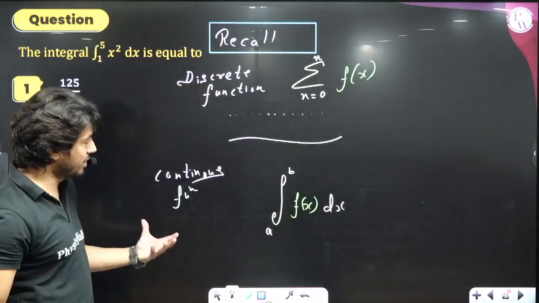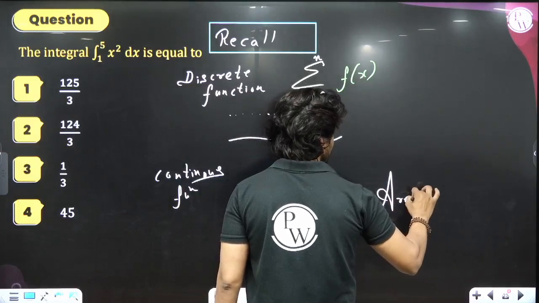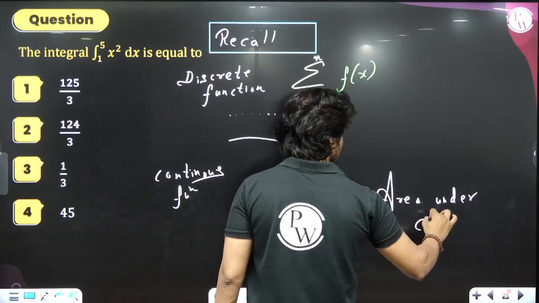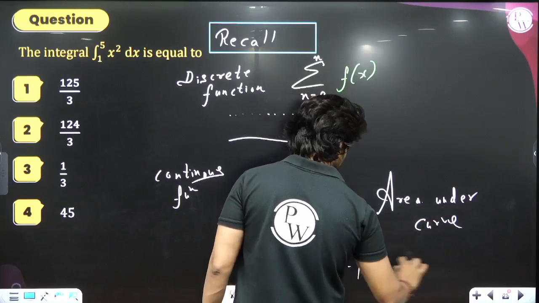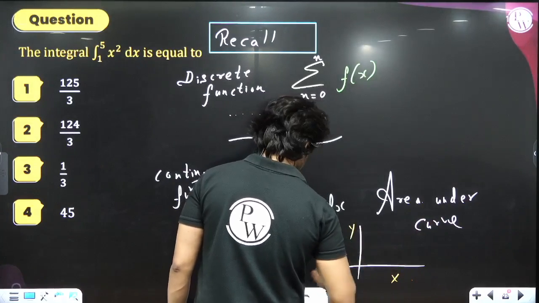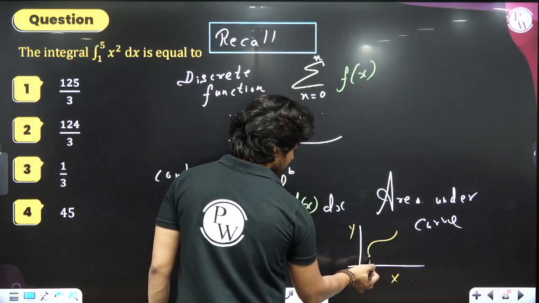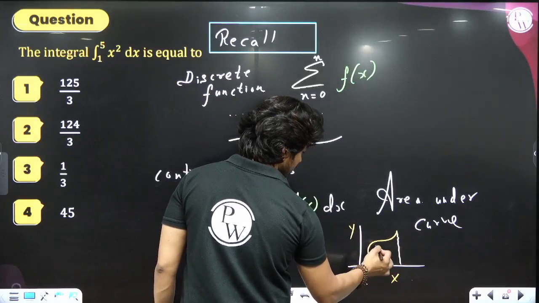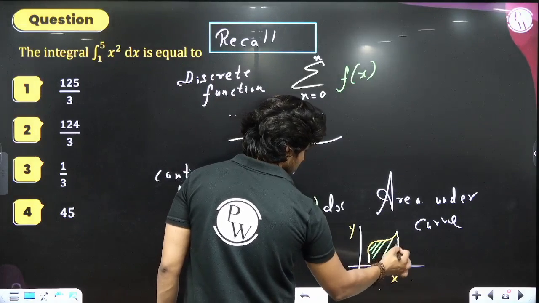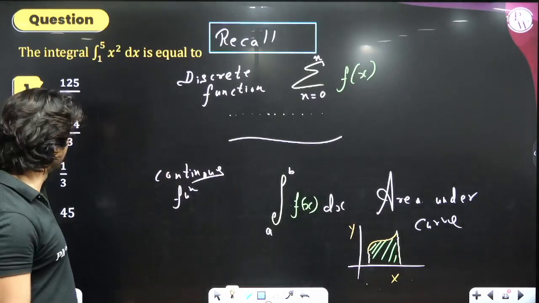And what actually does the integration give you? It gives you the area under the curve. For example, if this is a curve, this is y, this is x. How to find out the value of integration? By finding out the area under the curve. This gives you the value of area under the curve.